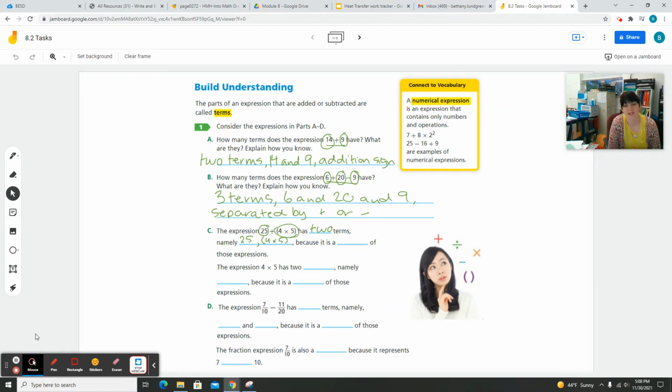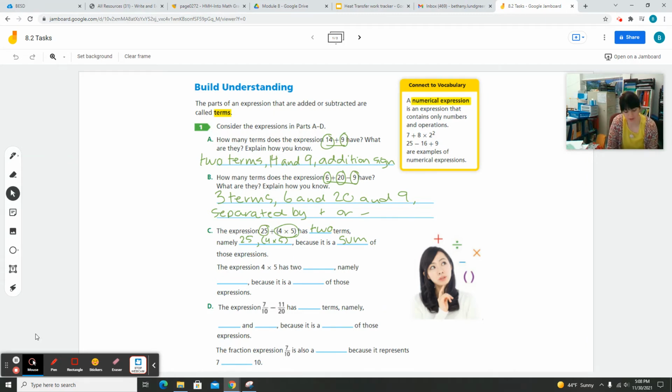And this is because it is a what of those expressions. The 25 and the 4 times 5, what do we do to them? What's in between them? An addition sign. And what do we call the answer to an addition problem? A sum.